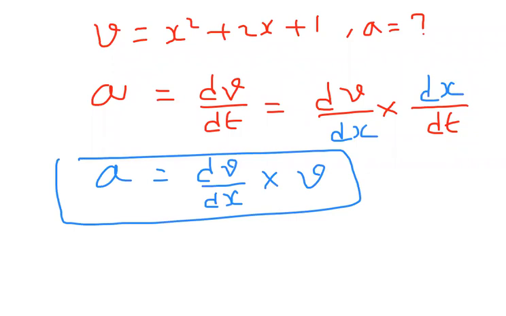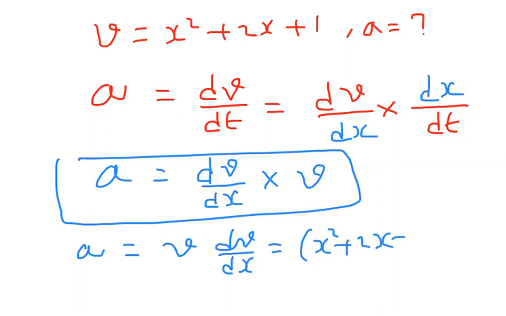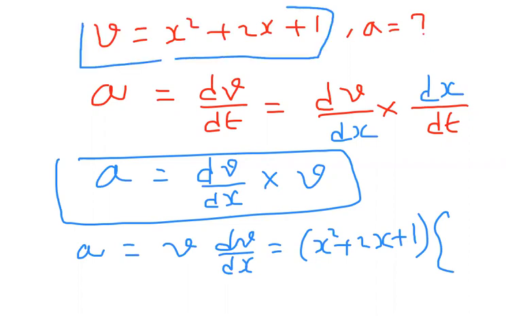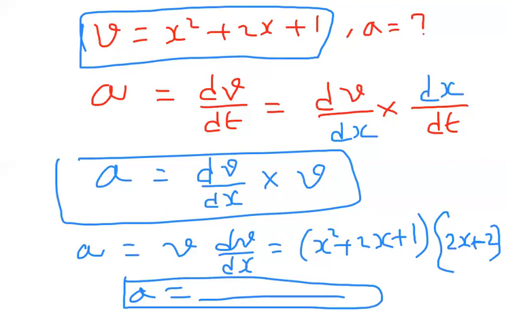So now first we have to do differentiation of v. What is the a value? v into dv by dx. What is the v value? x square plus 2x plus 1. And what is dv by dx? dv by dx means differentiation of x square plus 2x plus 1, which we get as 2x plus 2. If you multiply those two, you will get the value of acceleration.